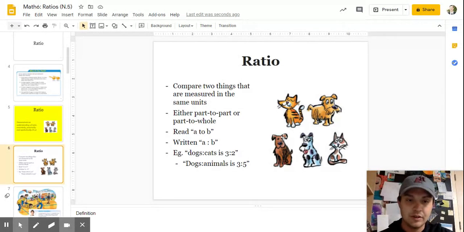So for example, in this picture, the ratio of dogs to cats is 3 to 2. The ratio of dogs to animals is 3 to 5, because there's 5 total. So that's what a ratio is. It's a comparison of 2 things that are measured in the same units.